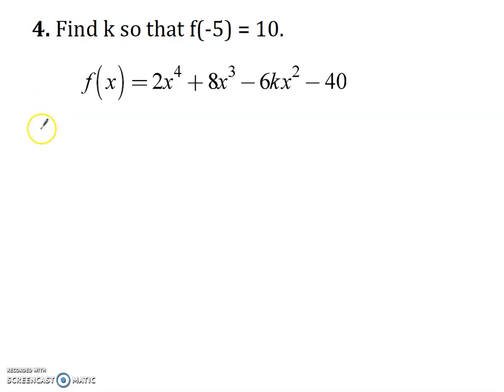So instead of plugging it in, I'm going to do synthetic substitution. Okay, so this tells us our x value. That's like our 0 that we've been using in other problems. So whatever the x value is, you plug that in. Take your coefficients. So I have 2, 8, negative 6k. I'm missing the x term, so I'm going to fill in a 0 there. And then my constant is negative 40.